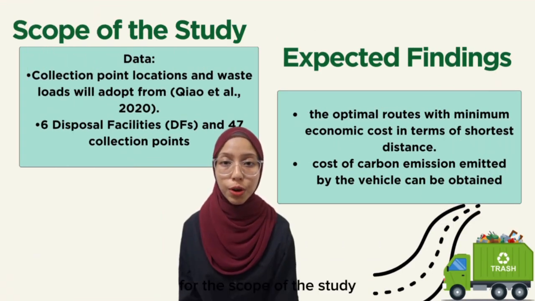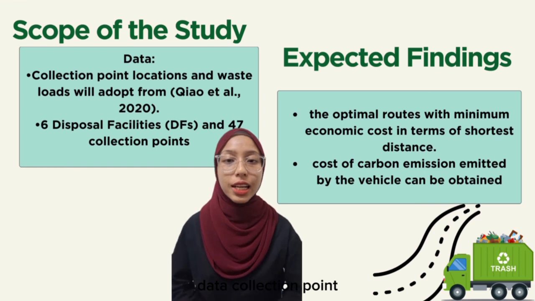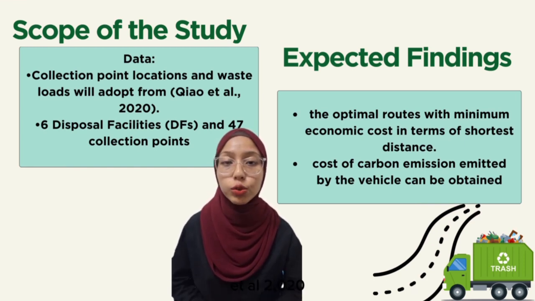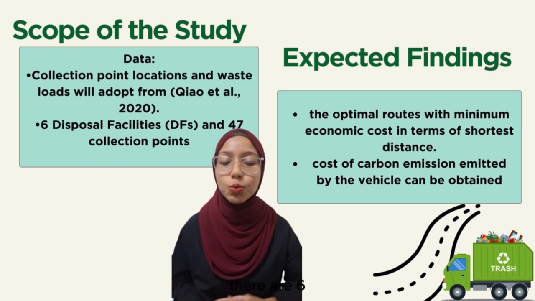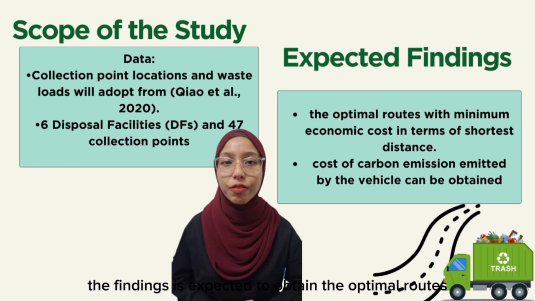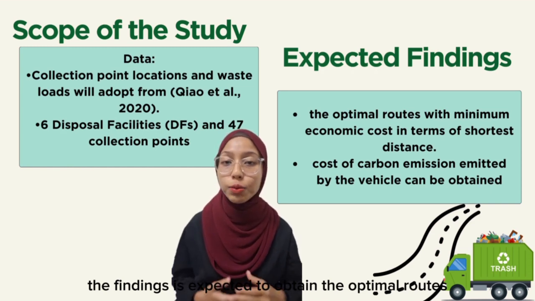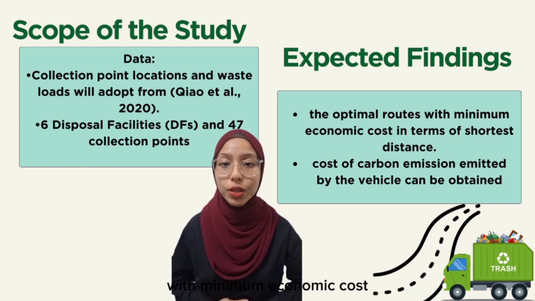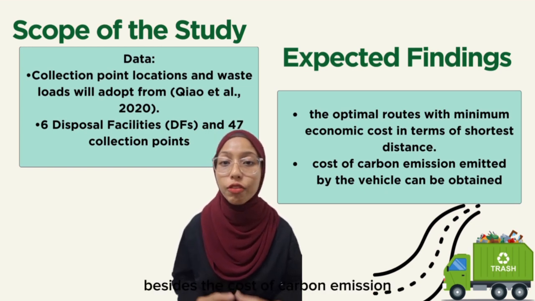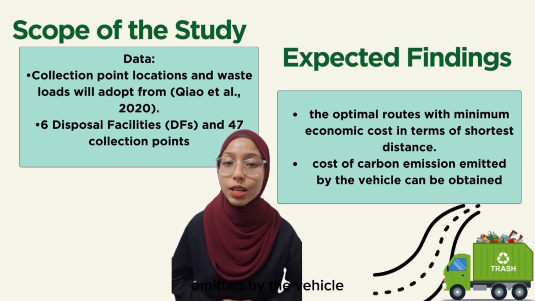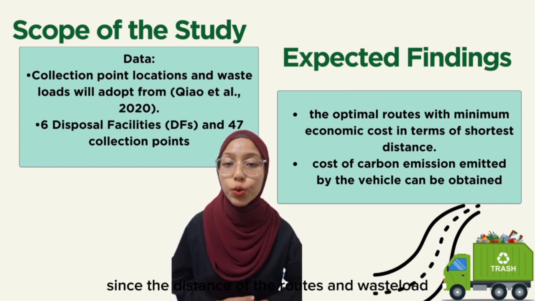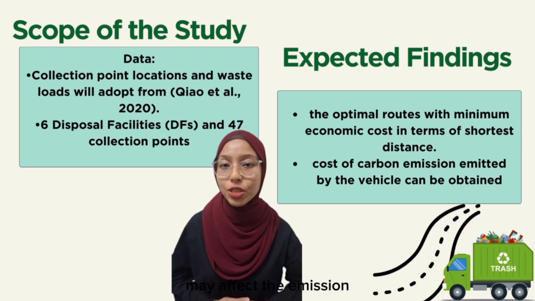For the scope of the study, data, collection point locations and waste loads will be adopted from Kiao et al. 2020. There are 6 disposal facilities and 47 collection points. The findings are expected to obtain the optimal routes with minimum economic costs in terms of shortest distance. Besides, the cost of carbon emission emitted by the vehicle can be obtained since the distance of the routes and waste load may affect the emission.